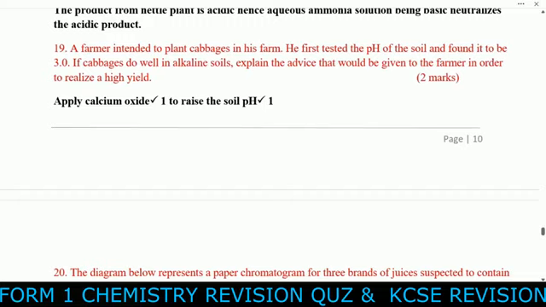Next, you're told a farmer intended to plant cabbages in his farm. He first tested the pH of the soil and found it to be 3.0. If cabbages do well in alkaline soil, explain the advice that would be given to the farmer in order to realize a high yield. Apply calcium oxide. This one is to raise the pH of the soil.